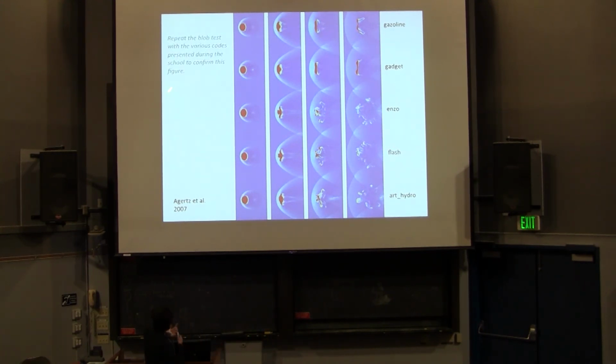So maybe it's a good idea, because in the context of this school, we will handle three or four codes, including one SPH. So maybe it's a good idea for you to try to repeat these figures using the different codes that will be used in the context of this school and to compare the results. Okay.